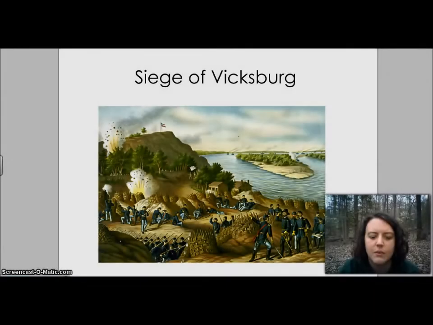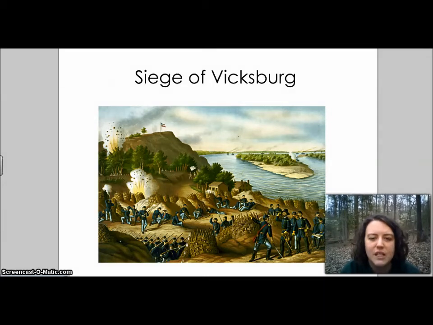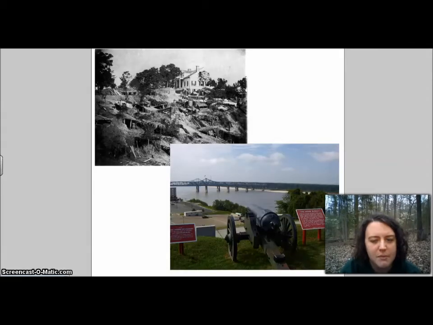Now, the next thing that we want to talk about is the Siege of Vicksburg. We sort of talked about this in class. Remember that Vicksburg is on the Mississippi River, and you can see here on the bottom picture, that is a modern-day picture of Vicksburg. It's a cannon overlooking the Mississippi River. And on the top part, you can see a house that's damaged, and then underneath that on the bank there are all of these little caves that were dug into the earth.